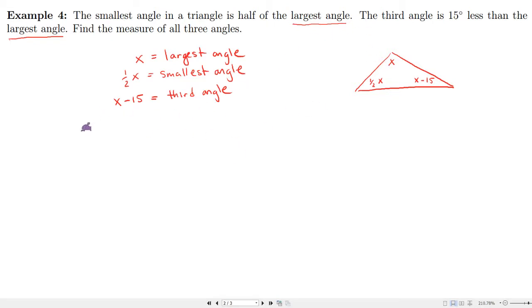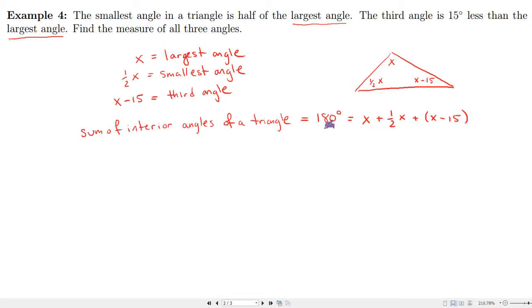So the sum of interior angles of a triangle is equal to 180 degrees. We have three angles here, so here's how we can create an equation. We'll just sum these three and set it equal to 180, and we're going to solve that. So this would be equal to x plus a half x plus x minus 15.